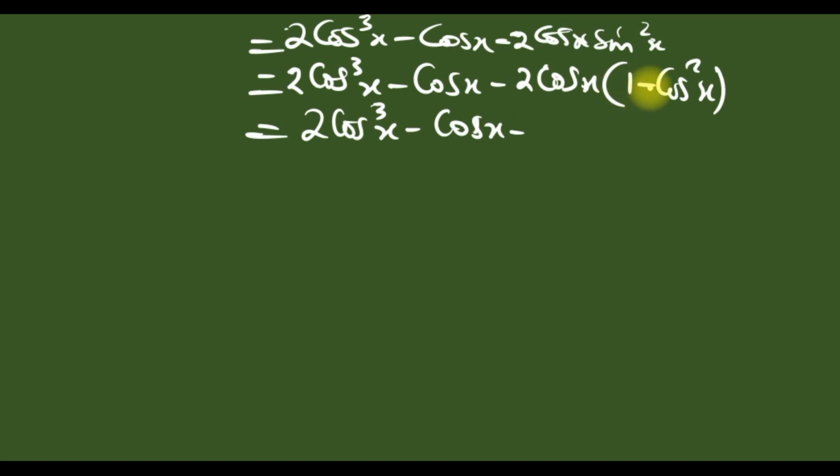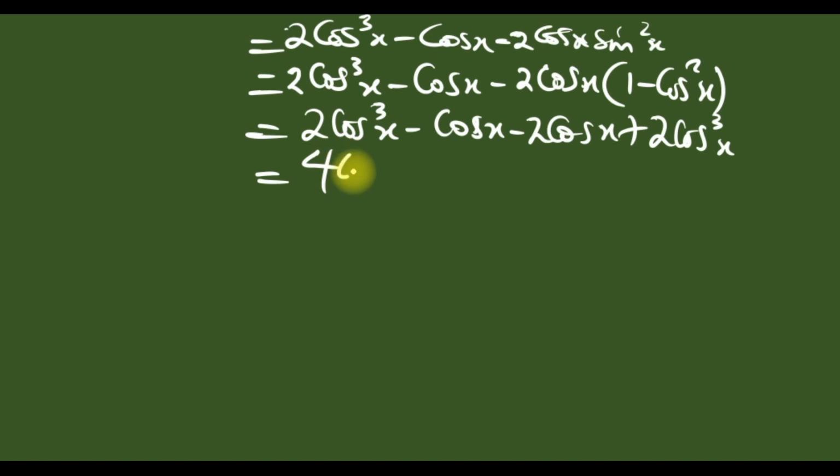So we open up. 2 cos x times 1 is 2 cos x, minus 2 cos x times that is plus 2 cos cube x. So we collect like terms. 2 cos cube x plus 2 cos cube x is 4 cos cube x, minus cos x minus 2 cos x is minus 3 cos x. So that's our triple identity for cos.